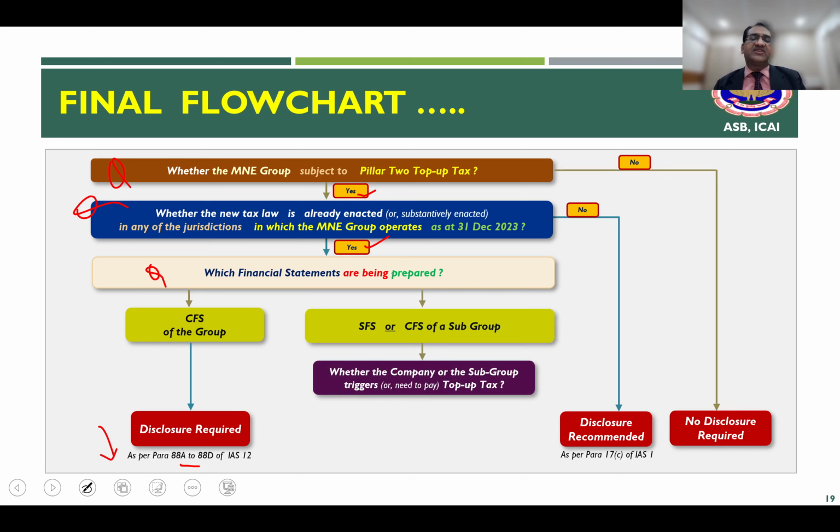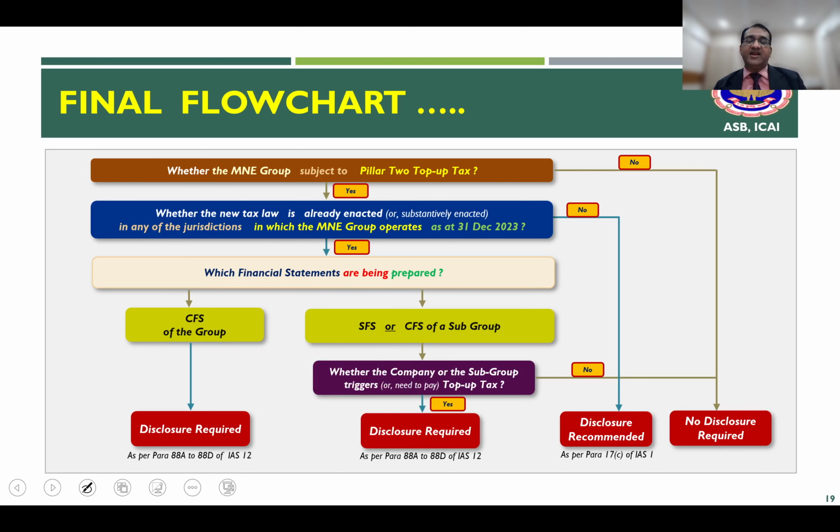But if the financial statement which you are preparing is the separate financial statement or CFS of a subgroup, then you need to ask this question: whether the company or subgroup who is preparing these is triggering or needs to pay top-up tax? The answer to this, yes or no, will determine what type of disclosures you have to give. If no, then again, no disclosure is required. But if yes, then you need to give the disclosures which have been newly inserted in paragraph 88A to 88D.